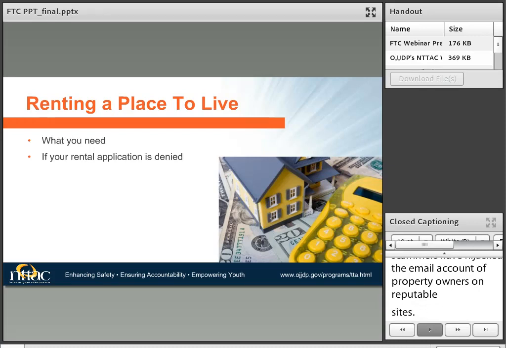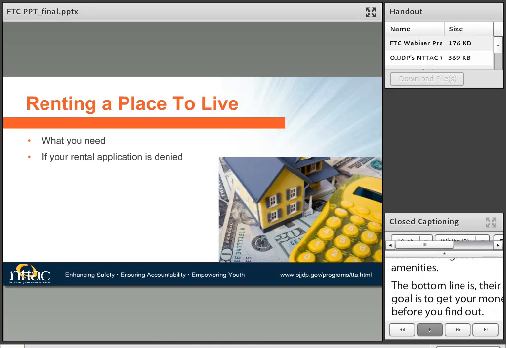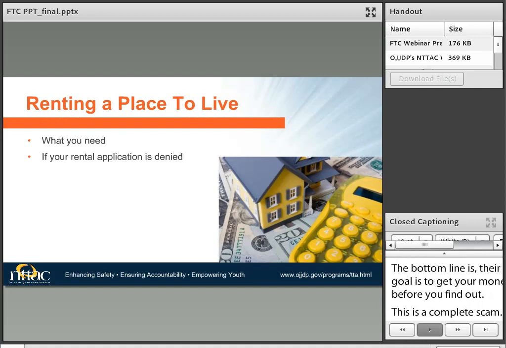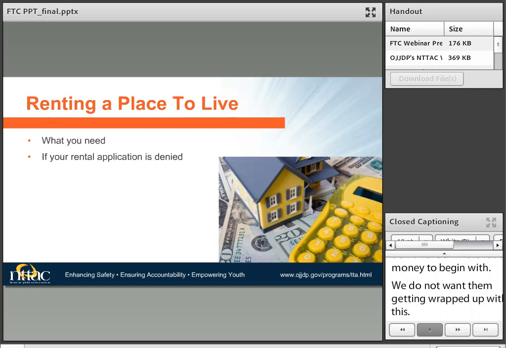This is just a complete scam, and of course we're probably dealing with young people who don't have a whole lot of money to begin with, so we certainly don't want them getting wrapped up with this. Some of the signs of this particular scam are they tell you to wire money, and they want a security deposit or first month's rent before you've even met them or signed a lease. So those are really two strong points there.